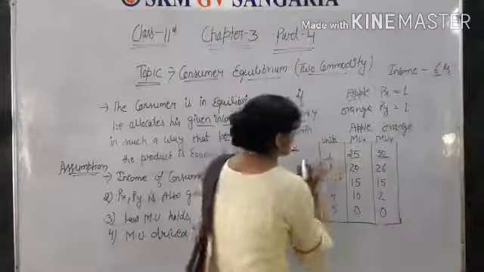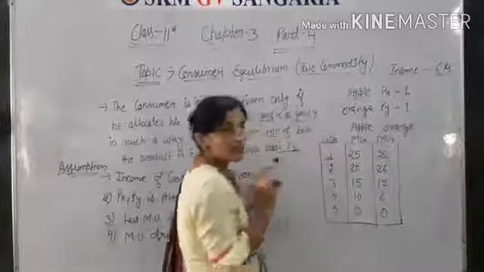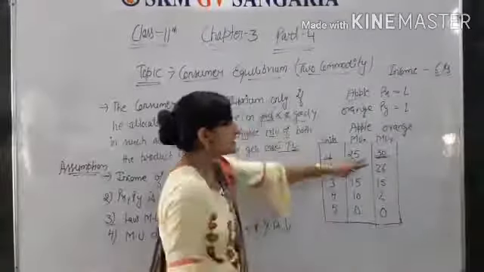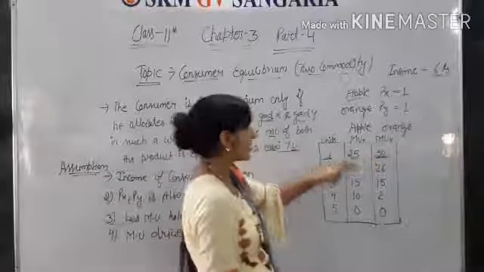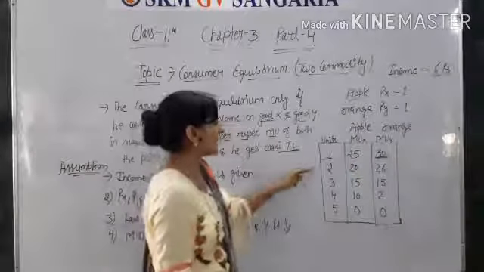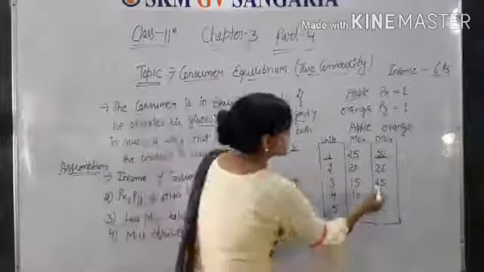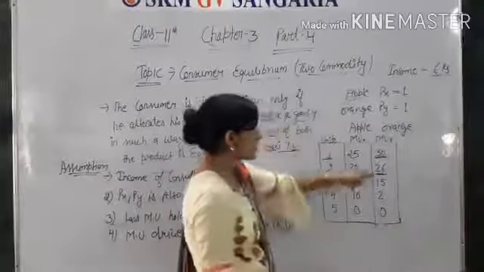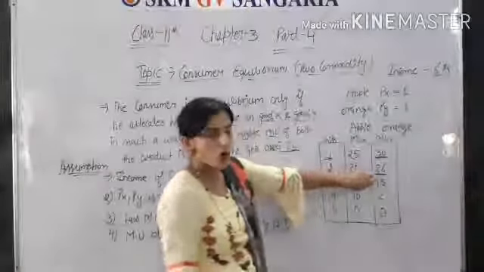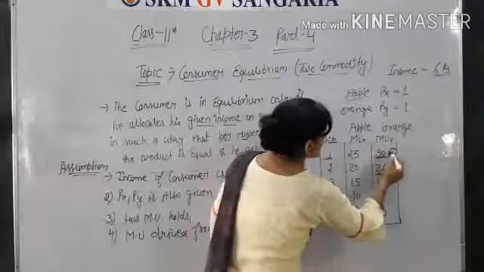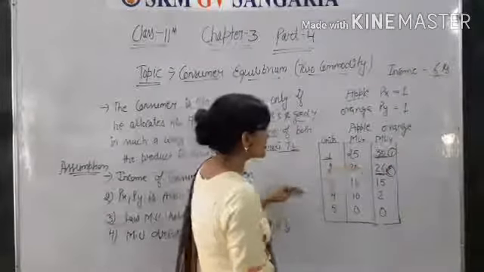That first rupee that the consumer will spend on the good orange, here the marginal utility is more compared to good X, and the second rupee that the consumer will spend, here also 26, that marginal utility derived from orange is more compared to apple. So here also he will go for the second unit of orange.